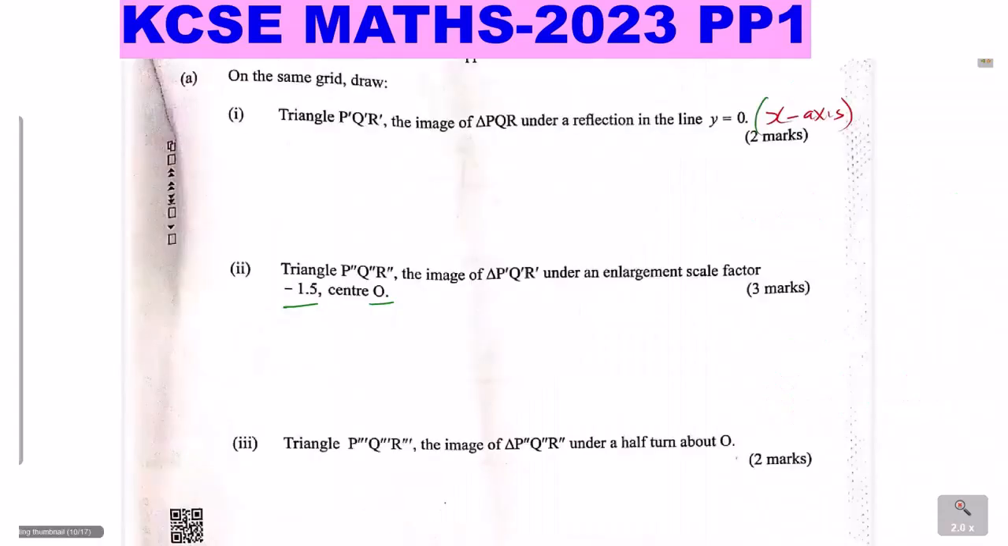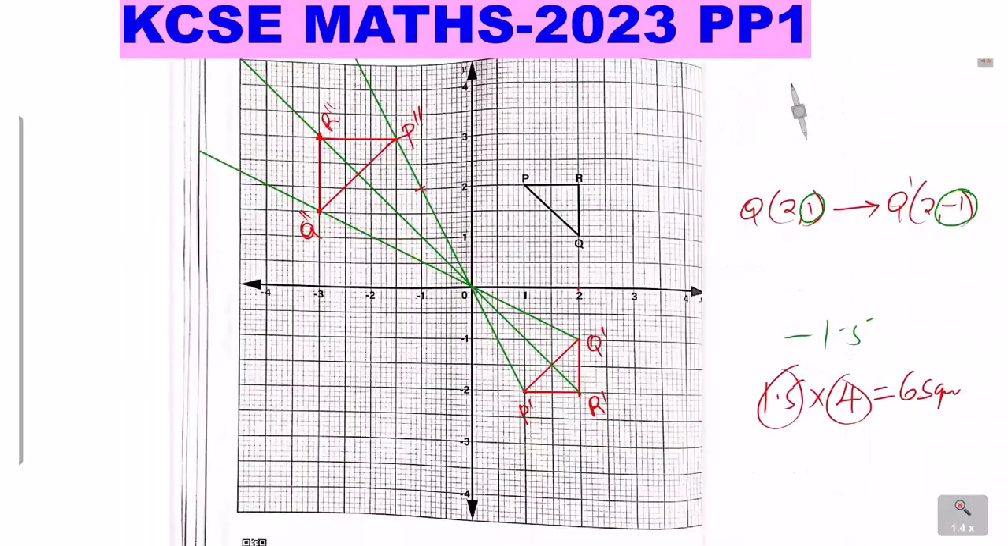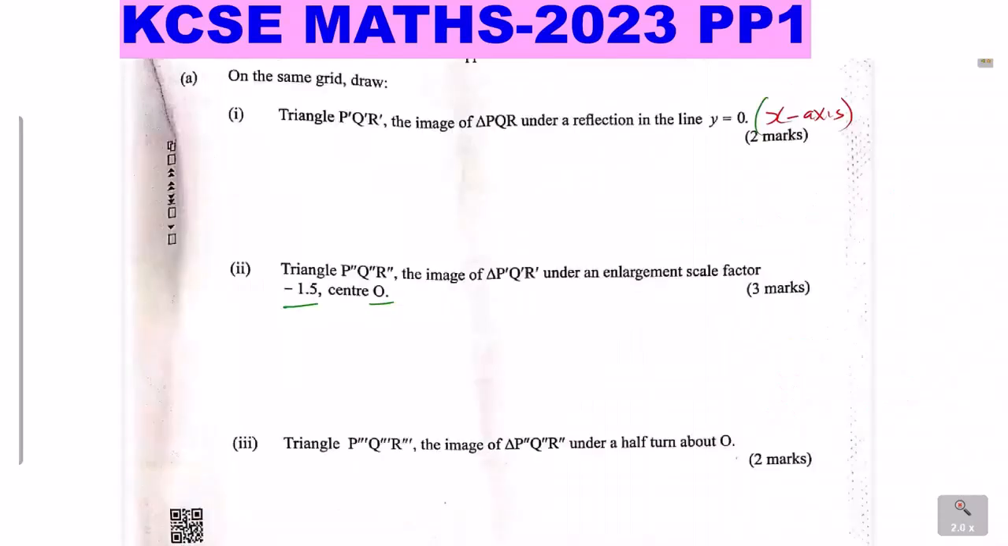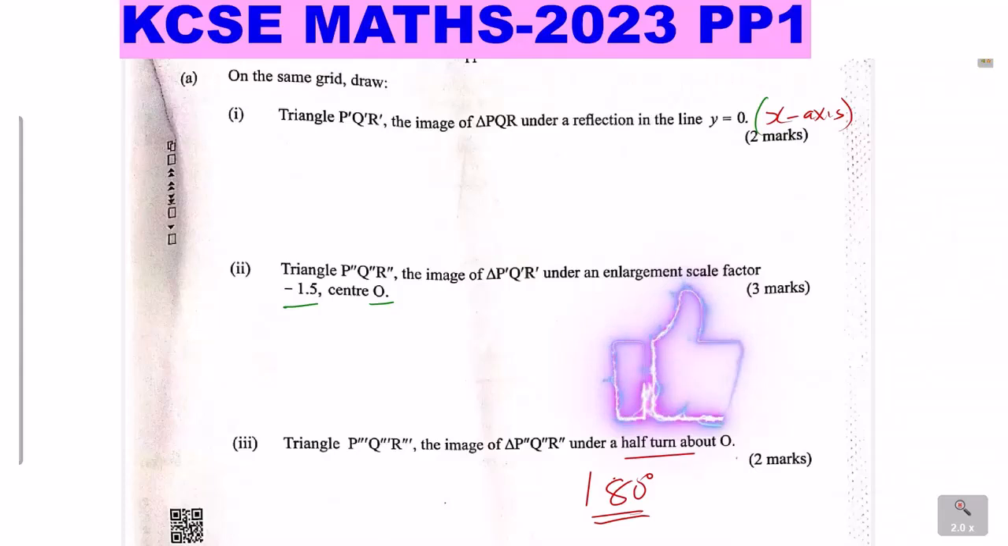So after doing that, we go to the next triangle, that is part 3. Triangle P triple prime, Q triple prime, R triple prime, the image of triangle P double prime, Q double prime, R double prime, under a half turn about the origin. So whatever we have drawn, now we need to rotate it by a half turn about the origin. This one is quite simple, because we just need to understand what a half turn is. Half turn is 180 degrees. Either side, whether it is a negative half turn or a positive half turn, it will not change anything. 180 degrees is a straight line.